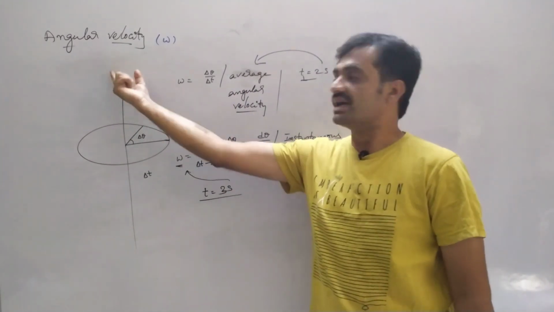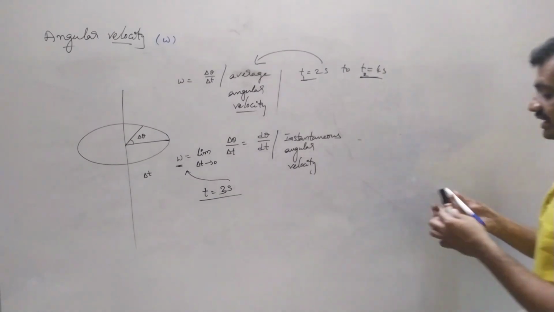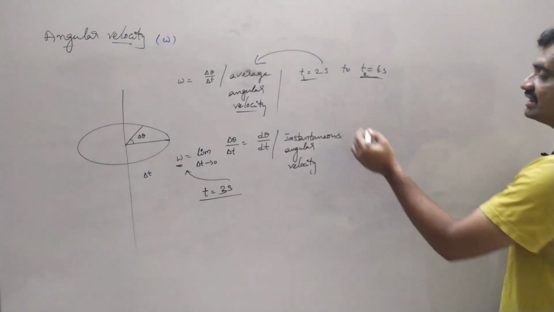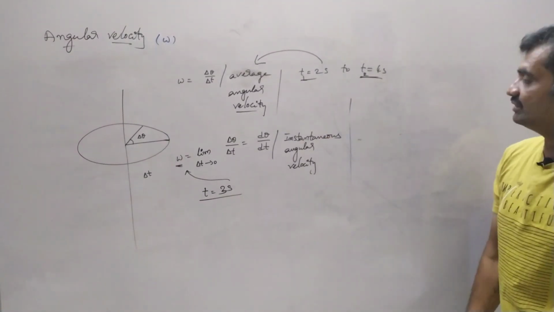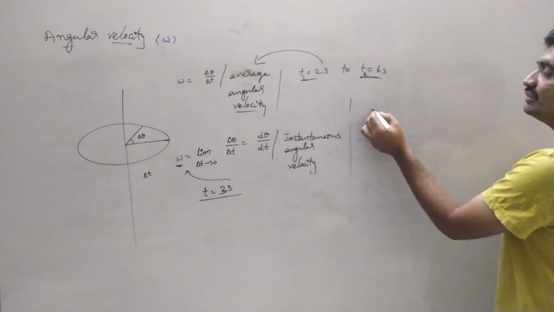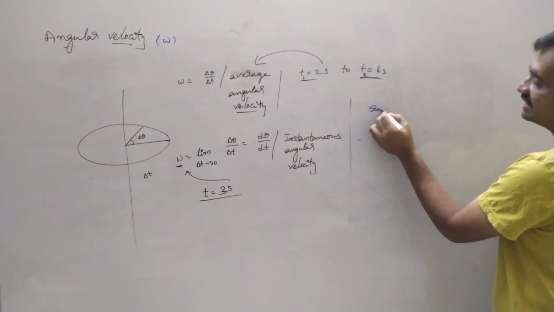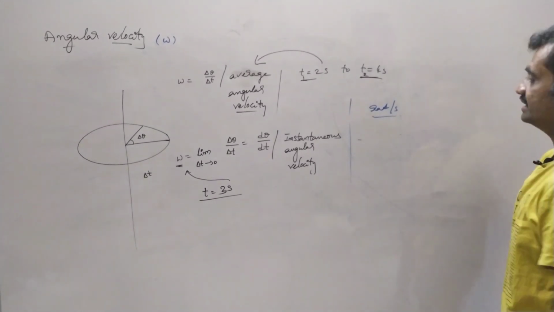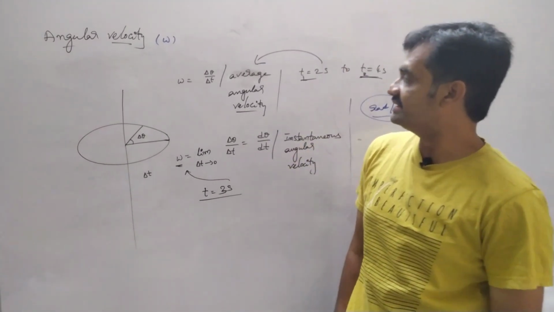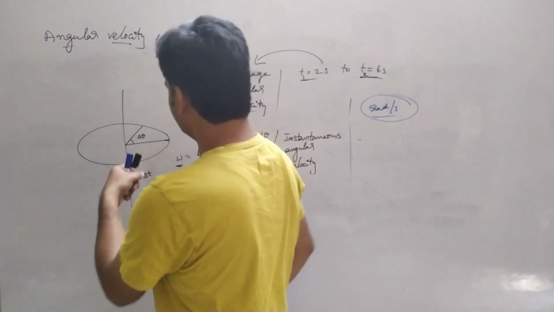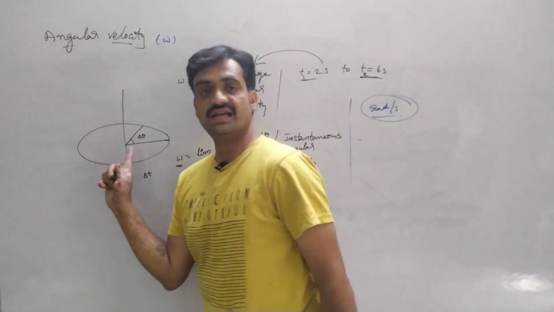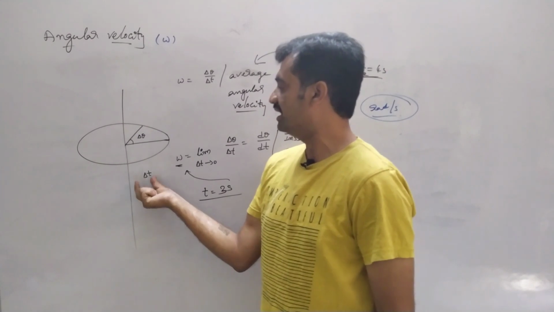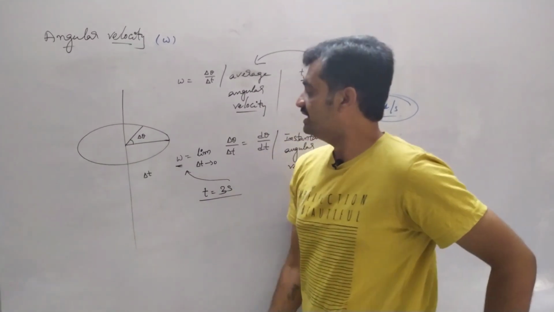So this is about angular velocity, and we had already seen the units of angular velocity in the previous video. Once again, let us revise this. The unit for angular velocity is radian per second. Angular velocity is nothing but a body changing its angular displacement with respect to time.